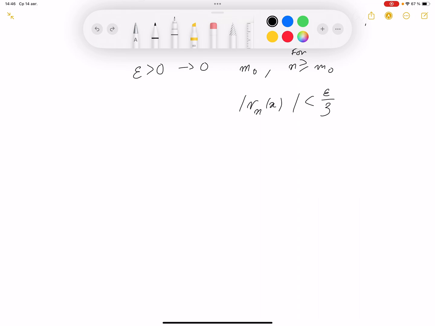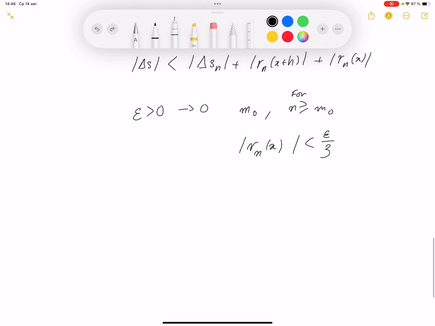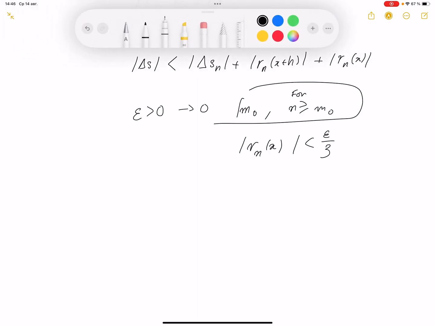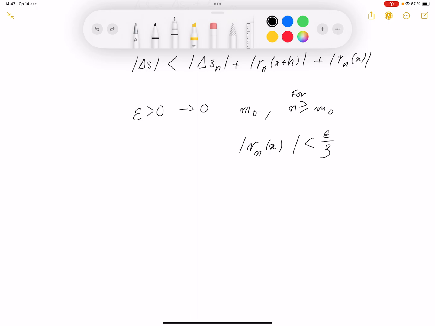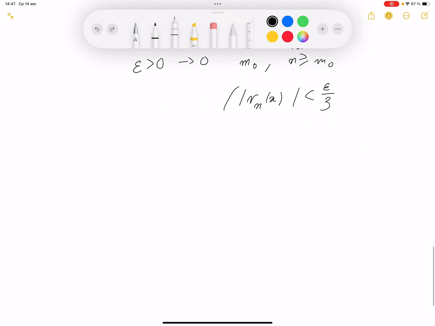So for all values of x, this should hold true, which would in turn prove the continuity. So from the idea that for m_0, with n being equal or larger than m_0, this inequality holds true, we'll have that the absolute value of R_{m_0} of x will be smaller than epsilon over 3. This just follows from the details mentioned right above. And the absolute value of R_{m_0} of x plus h will also be smaller than epsilon over 3.